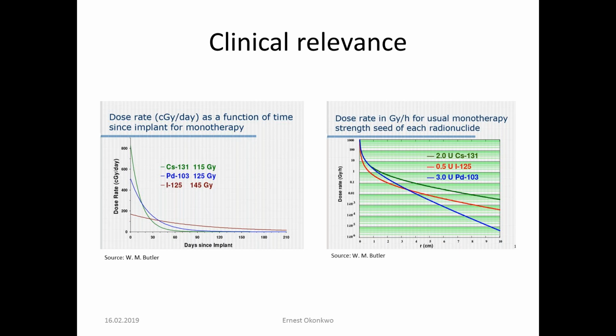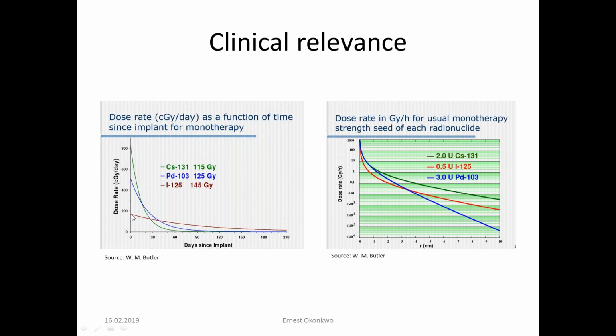Just to give another rationale for why we are doing iodine, you see with the red curve that iodine is 1.8 gray on the first day of the implant. If you look at palladium, palladium is 5 gray on the first day of the implant, and you have cesium-131 with 8 gray.